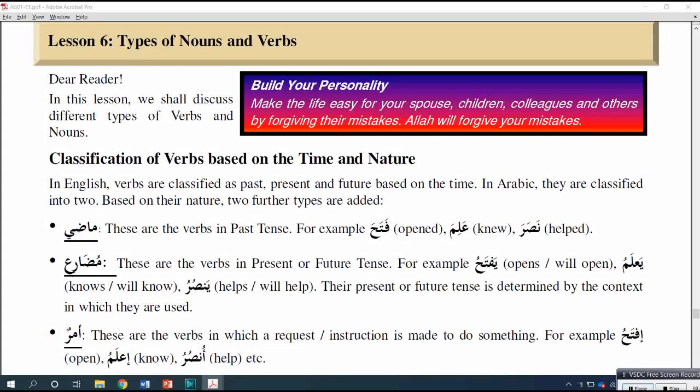Bismillah ar-Rahman ar-Rahim. In Arabic grammar, in this book AG01, we are taking the last lecture, which is types of nouns and verbs.